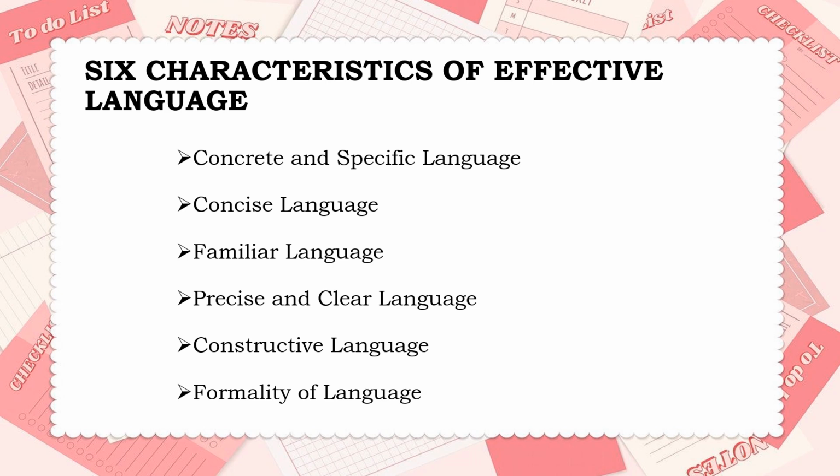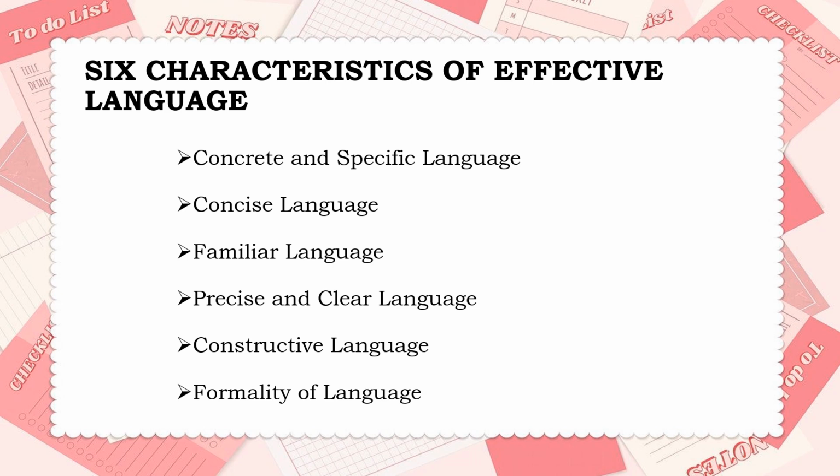Concrete and specific language includes descriptions which create tangible images with details that the reader can visualize. Abstract language is vague and obscure and does not bring to mind specific visual images. So you have to be concrete and specific with your words for you to be able to make your readers imagine what you want them to imagine.